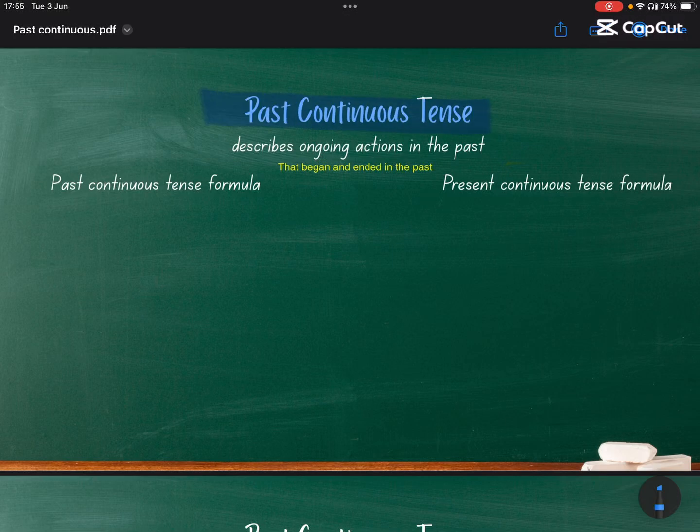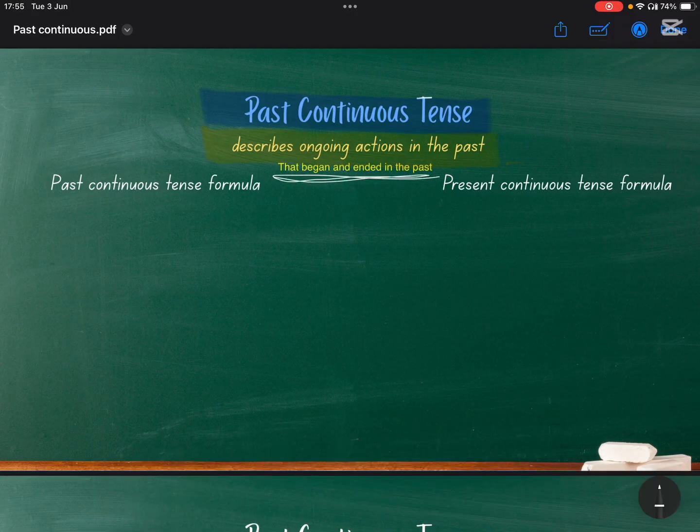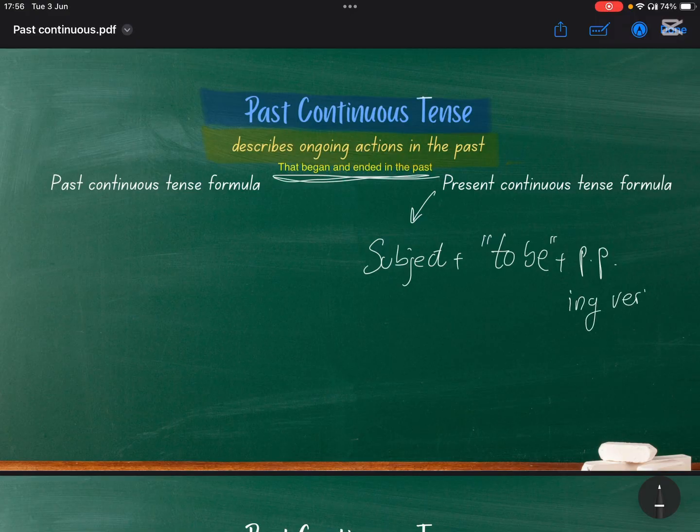Past continuous tense is a verb tense that describes ongoing actions that started and ended in the past. The past continuous tense is formed very similar to the present continuous tense. Just a little reminder, we form the present continuous tense with subject plus the verb to be plus present participle, which means the ing form of the verb.